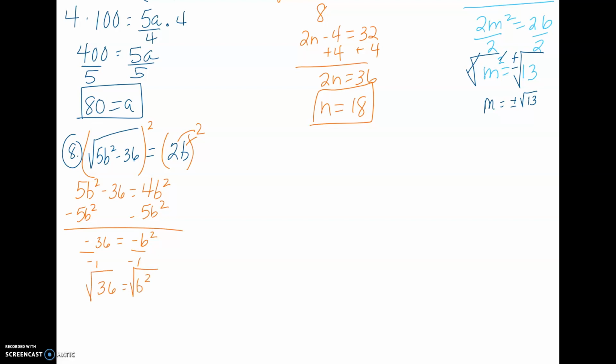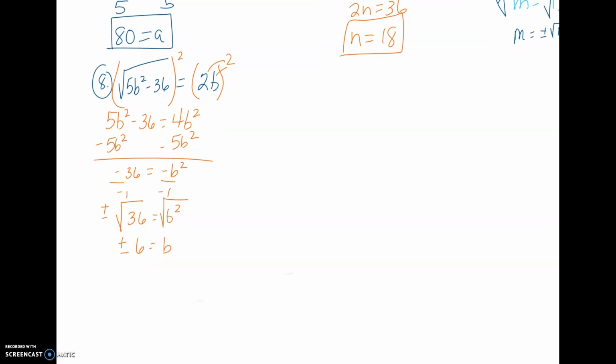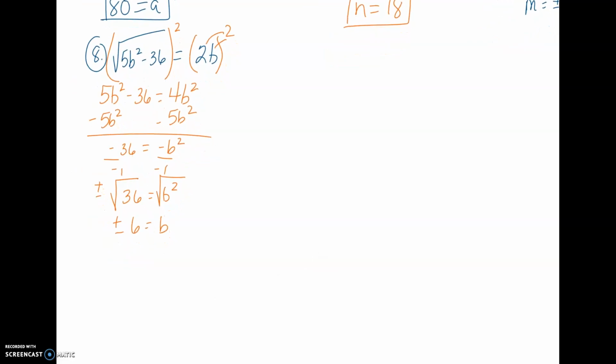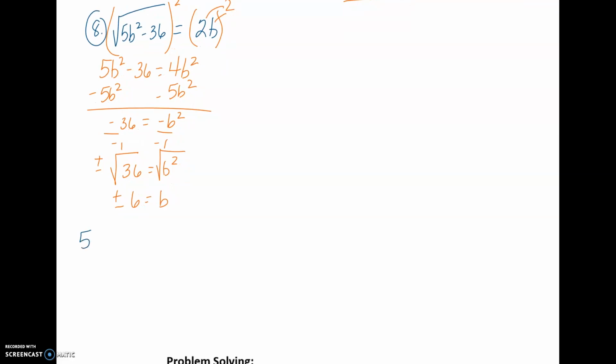When I take the square root of both sides, it's positive or negative. So I get plus or minus 6 equals b. You should always put those in to make sure that they make it true. And let's see if it does. So when I check this solution, I put in first positive, so I get the square root of 5 times 6 squared minus 36 equals 2 times 6.